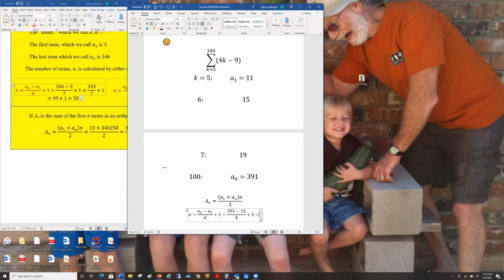And so that's equal to, well, 391 minus 11. You can use your calculator if you want to, but that's 380, I believe. I hope I haven't made an error because sometimes I do. Divided by 4 plus 1. Now, 380 divided by 4 is 95. 95 plus 1.